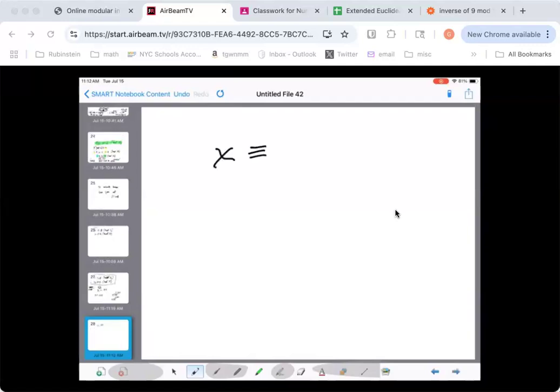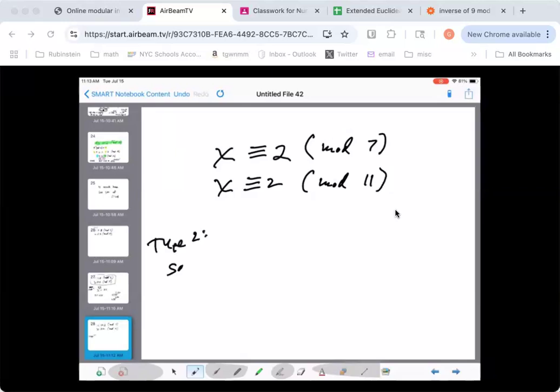What if it's not remainder 0? But what if the remainders are the same? So type 2, same remainder. I like this question. What do you think of that? It's harder.